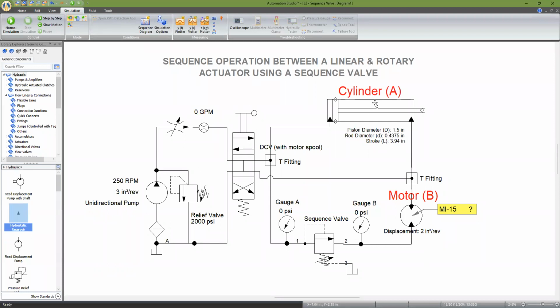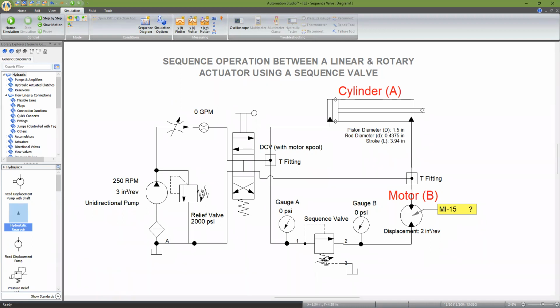So I want to create a sequence between A and B, in a way that A extends and B waits until the extension is done, and then pressure rises on the other branch. And with that increased pressure, I want to pilot operate the sequence valve, open it, and then eventually run the motor B. So that's the idea.